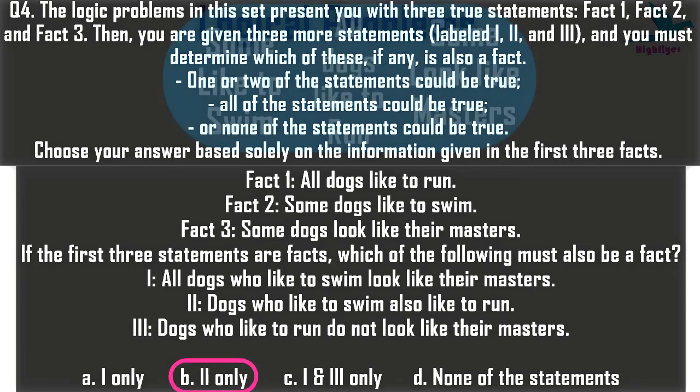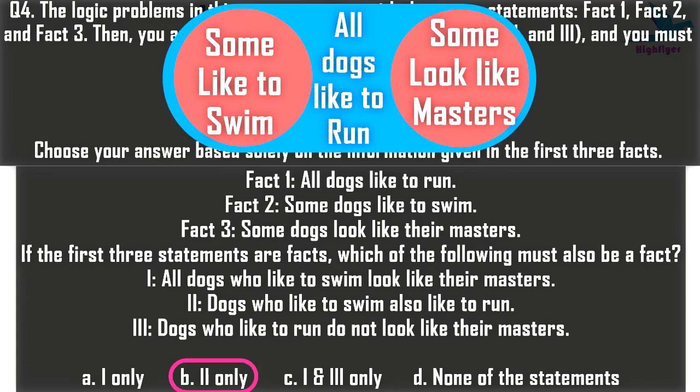Let's see how. Now as you can see, some dogs who like to swim and some dogs who look like their masters are 2 subsets of the set all dogs who like to run. So statement 1, which says that all dogs who like to swim look like their masters, is not proved. And statement 3, dogs who like to run do not look like their masters, is also not proved. But statement 2, which says dogs who like to swim also like to run, is true and is proved. That's why the right option is option B.